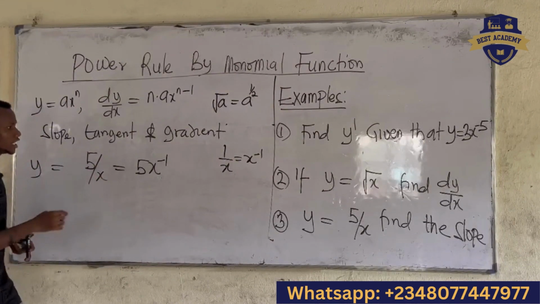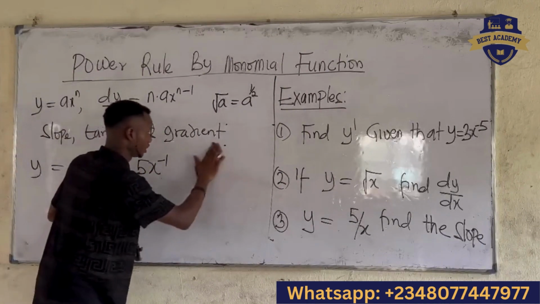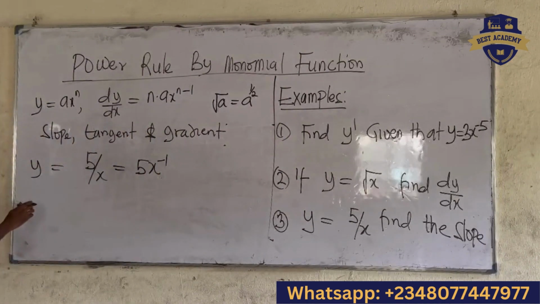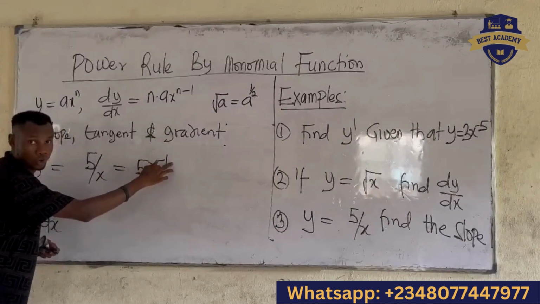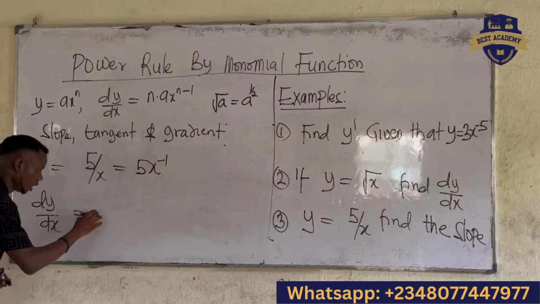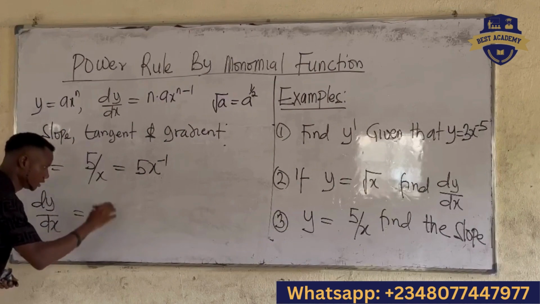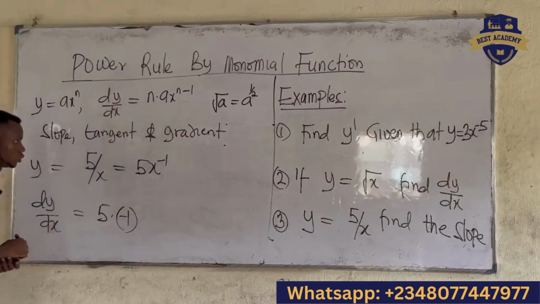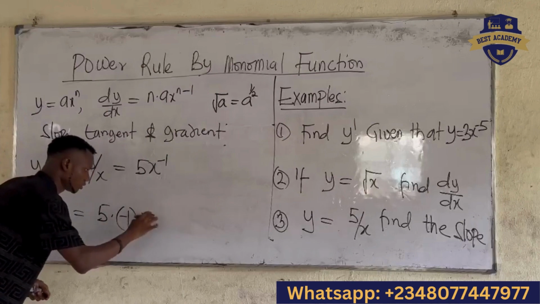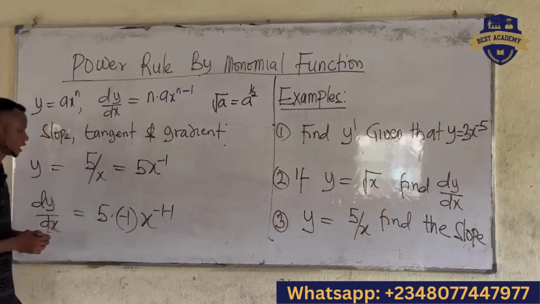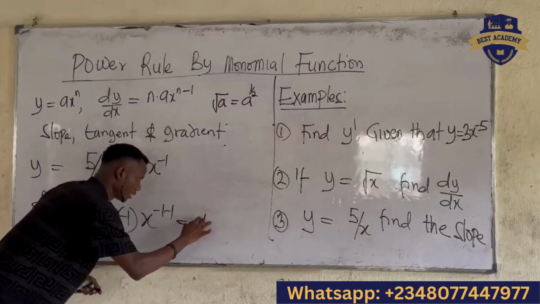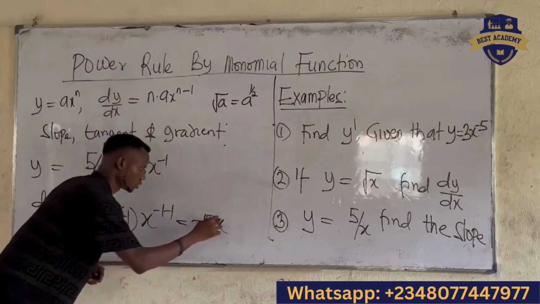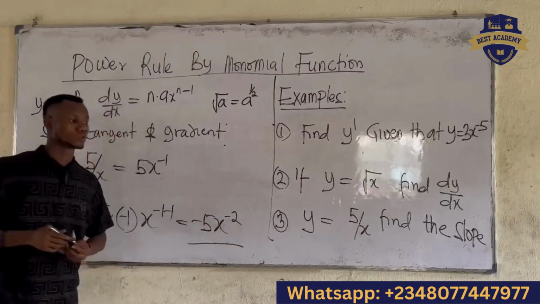So at this point, we can now differentiate this. Our dy over dx will be equal to, take this power down to the base, subtract 1 from it. This is going to be 5 times minus 1, of s raised to minus 1 minus 1. You can take this first and times this. So this is going to be equal to minus 5 of s raised to the power of minus 2. Please take note. So this is our answer.